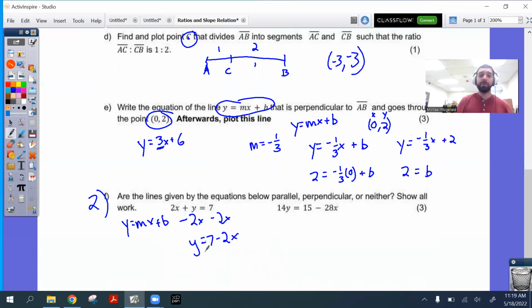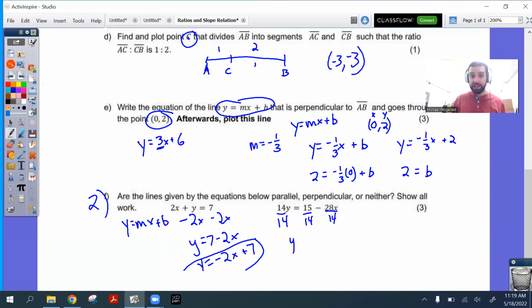Well, that doesn't quite look like mx plus b, because the x part is to the left. If it makes it easier for you, we can just rearrange them. This minus 2x I'll put first, and this 7 I'll put as a plus 7 afterwards. So we have minus 2x plus 7. This other one: 14y is equal to this. If I want to remove that 14 multiplier, I'm dividing everything by 14. So we'll get y is equal to 15 over 14, minus 2x.